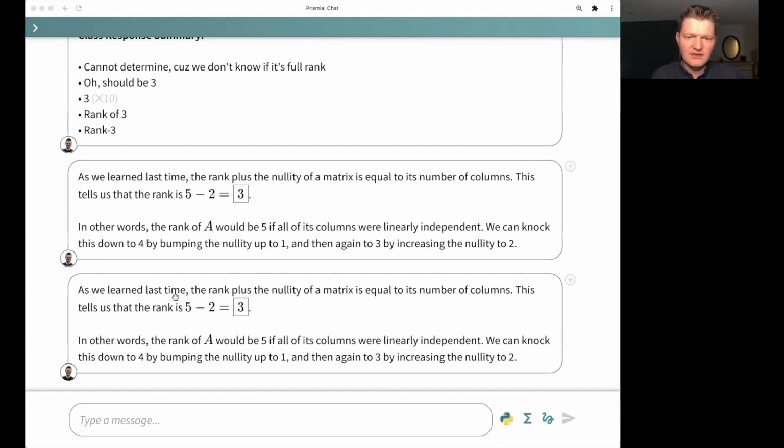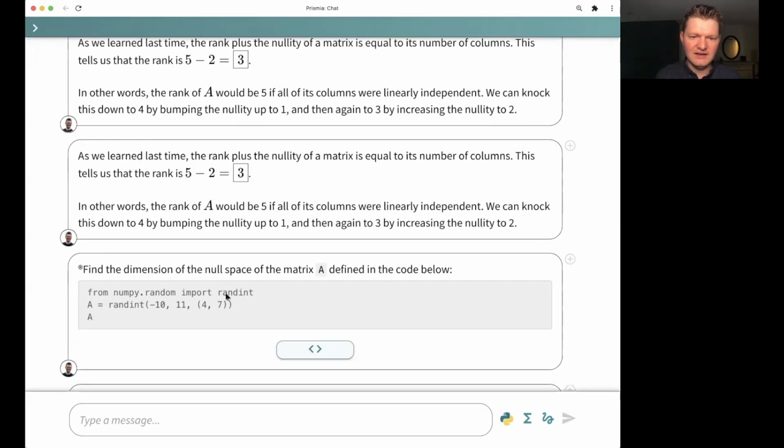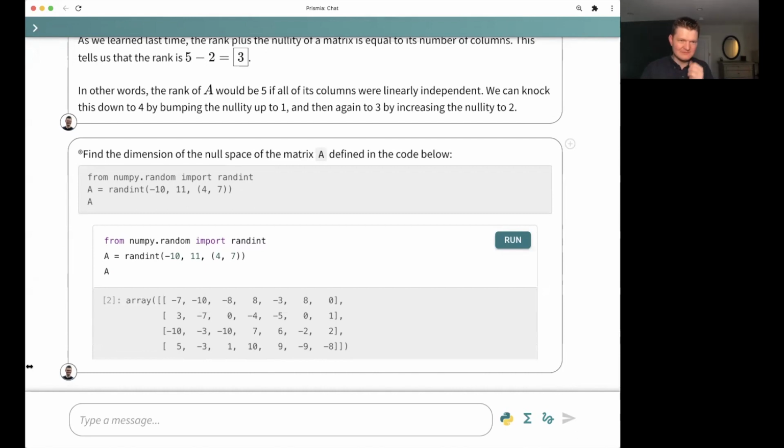Okay, so here's another one. Find the dimension of the null space of the matrix A defined in this code. Oh, people are computing it. Everyone's computing it using the function that they know. I was thinking this would be more of an inspection problem, but computing it explicitly is also an option.